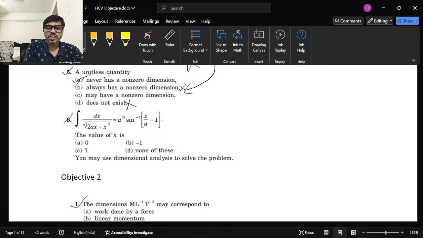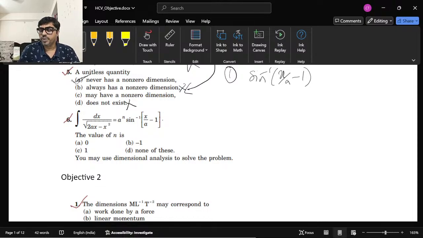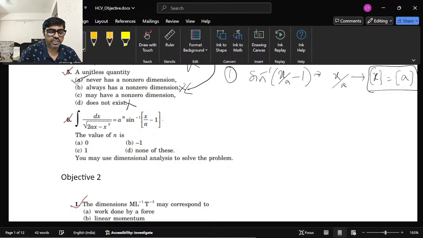See, any mathematical function is dimensionless. Sine inverse of whatever, it is dimensionless. So because it is dimensionless, x by a has to be dimensionless, meaning dimensions of x must be equal to dimensions of a. So that is one point. Okay, very good. Now let's look at the LHS part.